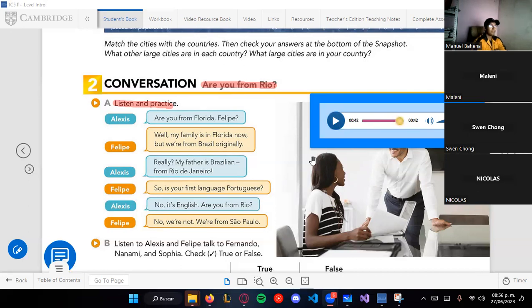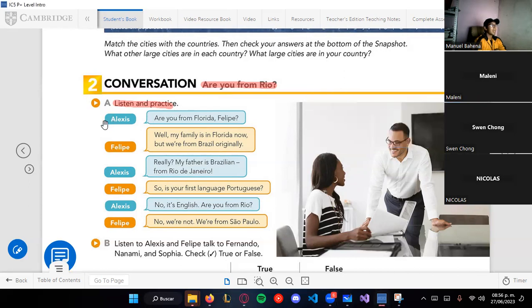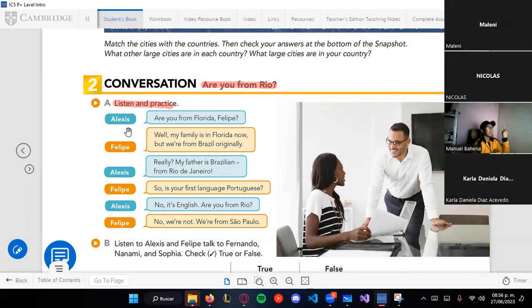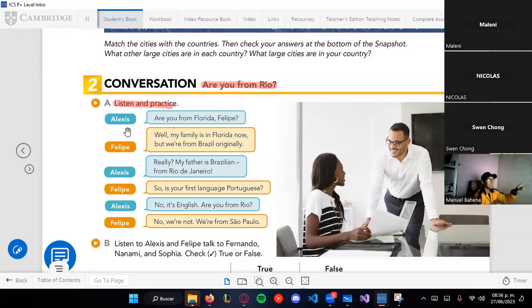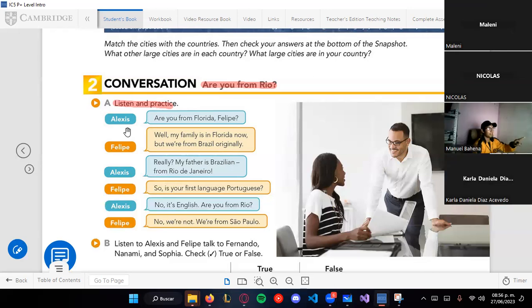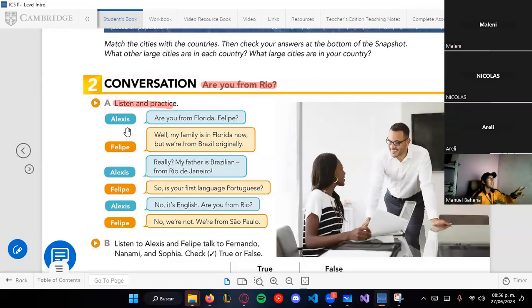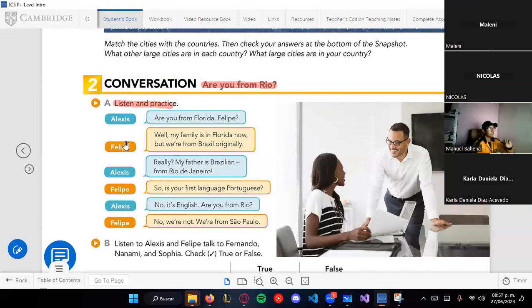Okay, so now let's continue. It says, who wants to read it? I need two volunteers, Alexis and Felipe. Okay, Maleni and Nicolas. Perfect. Okay, Swen, you're going next. Ahorita los otros dos. And Areli. Perfect. Ya tengo mis otros dos. So first, Maleni and Nicolas. Maleni, you're going to be Alexis. Nicolas, you're going to be Felipe.